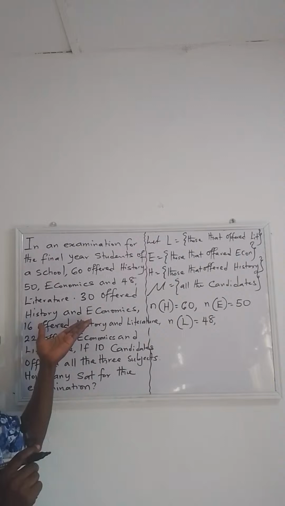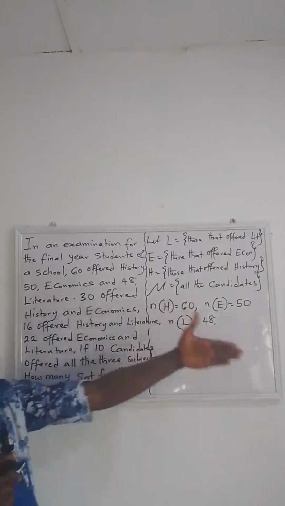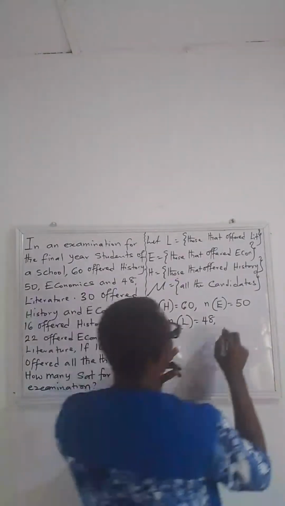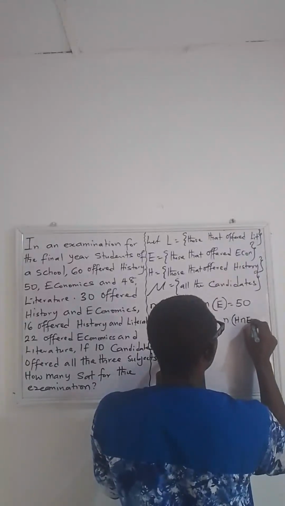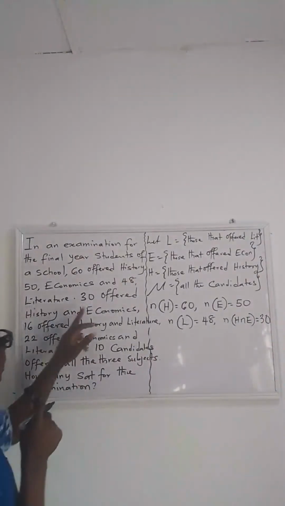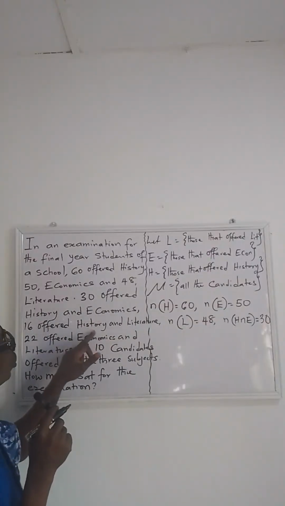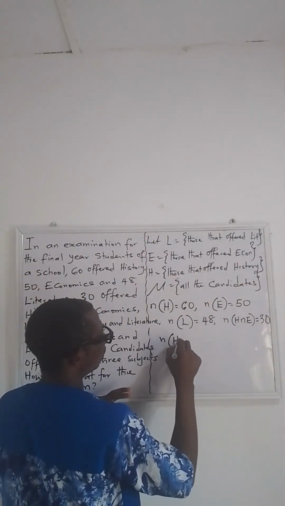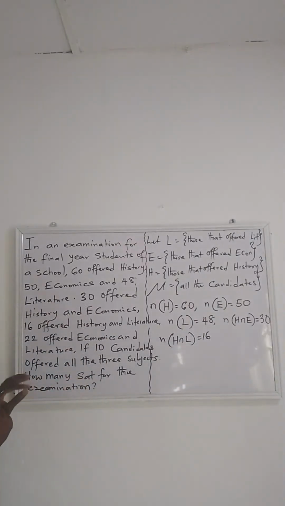In this case, I want us to put it at the back of our mind that this 30 may offer another subject. So we represent that: the number of those that offered history and economics is 30. Now, 16 offered history and literature. So the number of those that offered history and literature is 16.